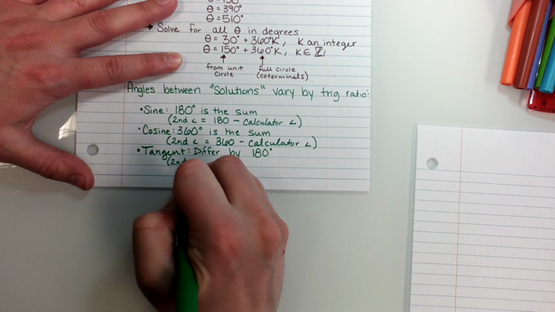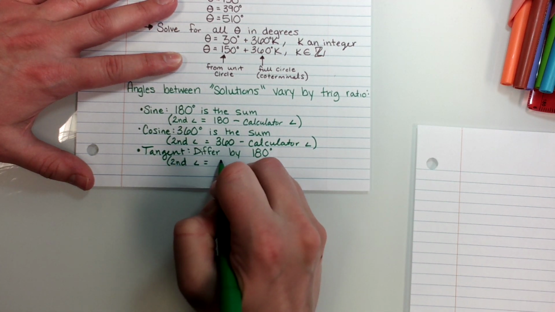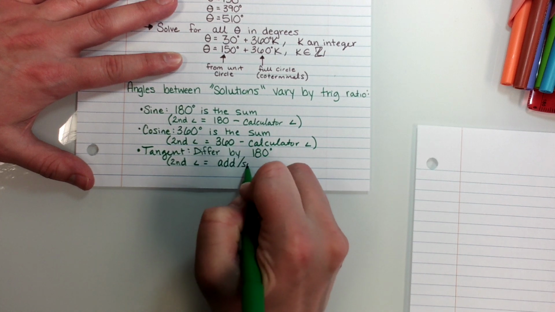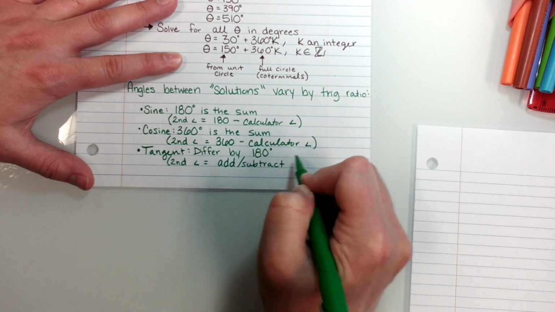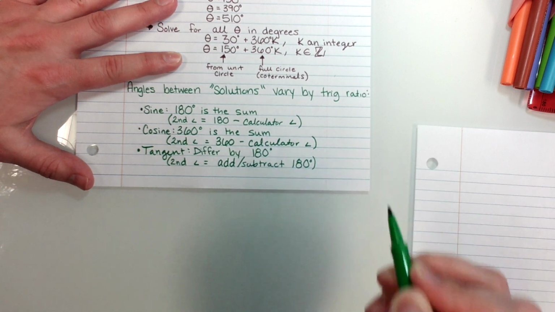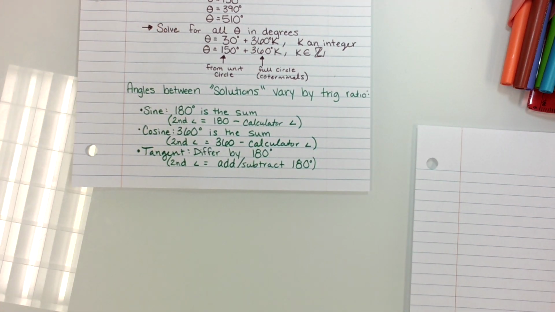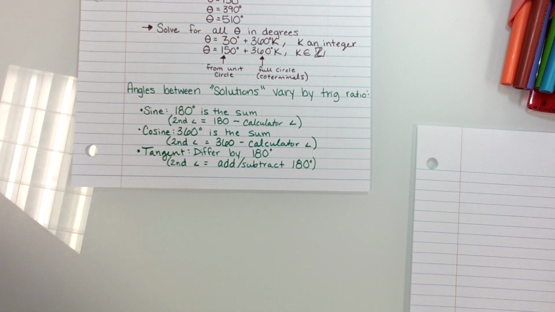So to get your second angle, you either add or you subtract 180. And that's because tangent has a period of 180 degrees and it doesn't repeat itself within a period. Unlike sine and cosine, which will hit the same value two places within a full period. Tangent will only hit the same value once it comes back to the next period.